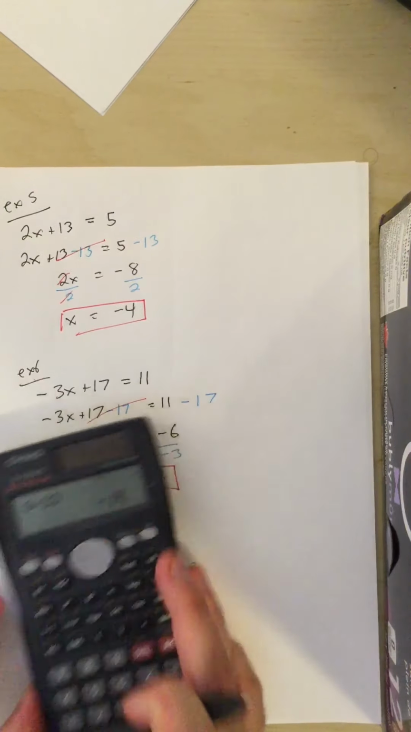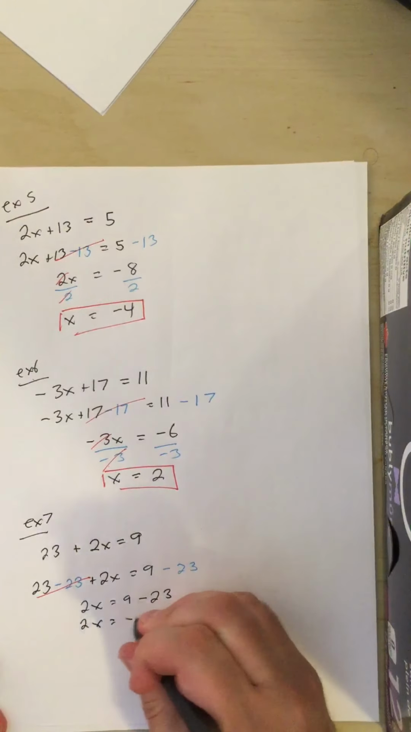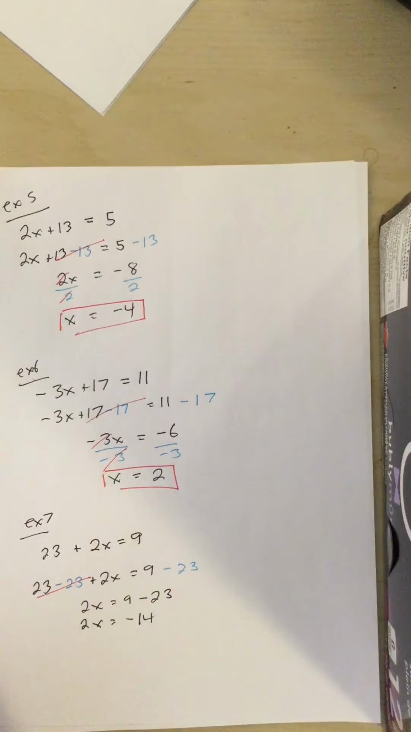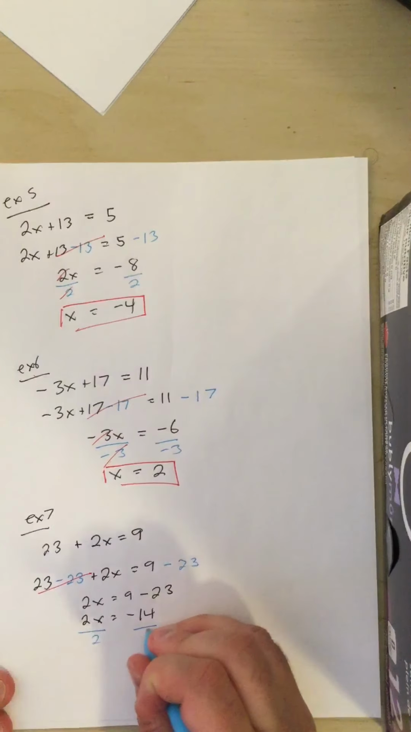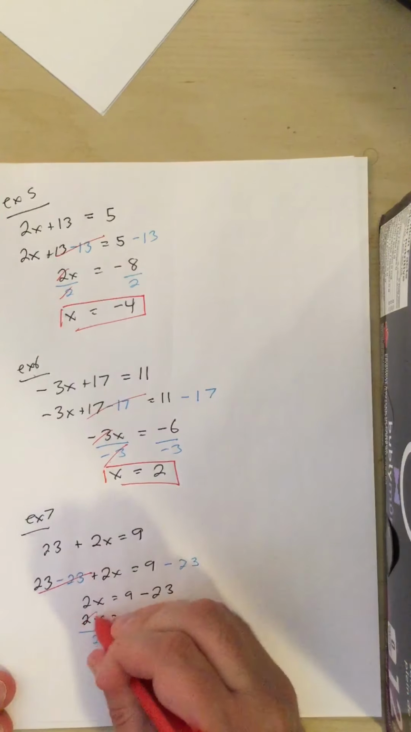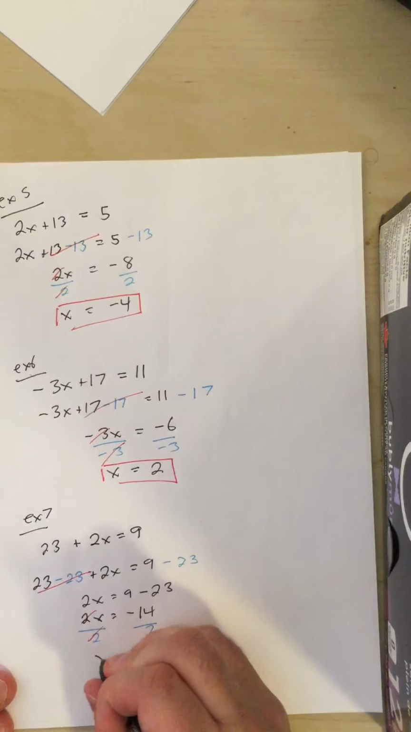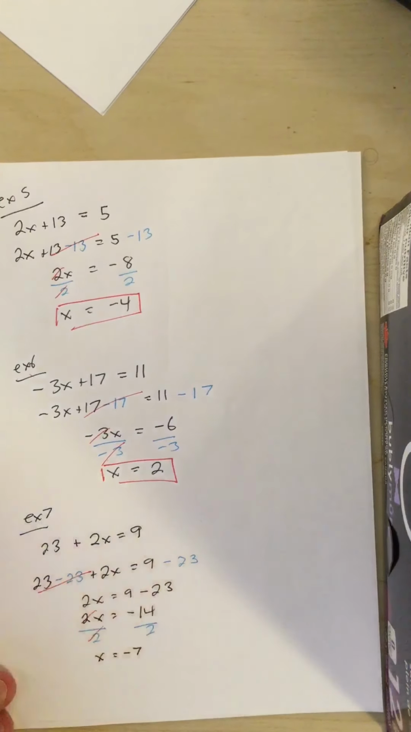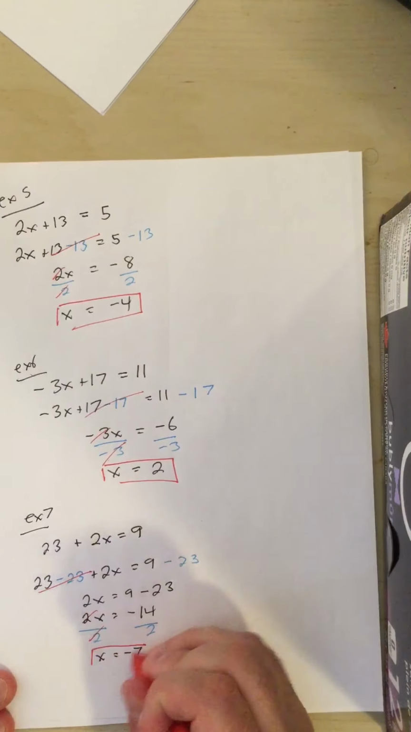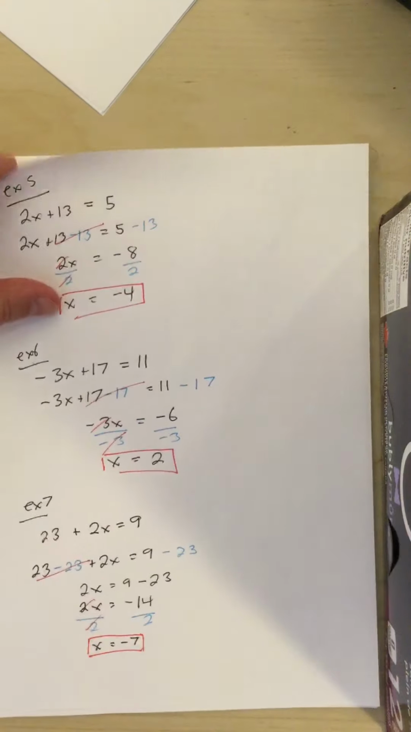Let me do it in a calculator just to be sure. It is negative 14. I'm going to divide both sides by 2. And I get x equals negative 7. Done.